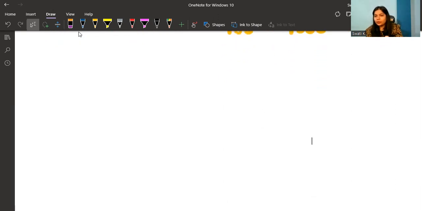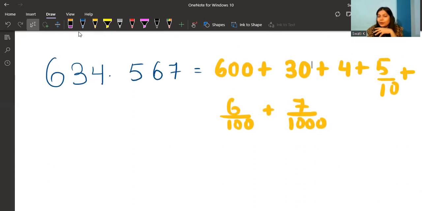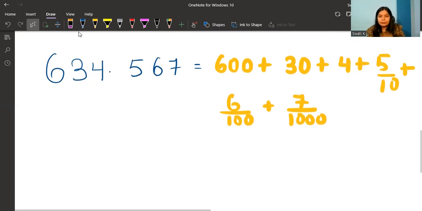For example, here only in these expanded forms that we have done here, you can see that we have some fractions like 6 by 100, 7 by 1000, 5 by 10. How can you convert these fractions into decimal numbers in just 2 seconds? That I'm going to explain to you today.